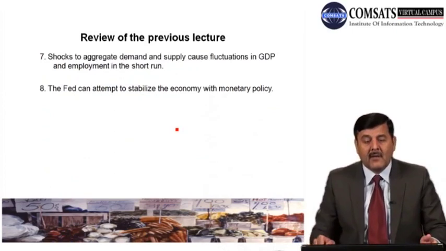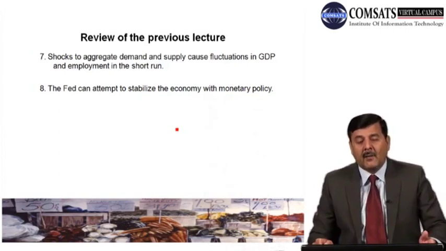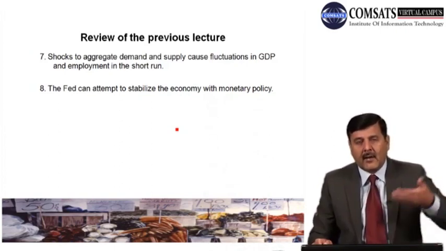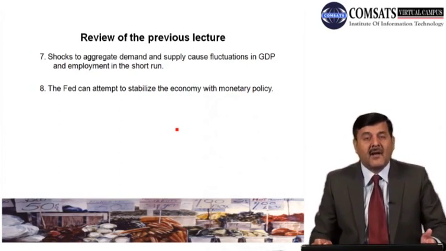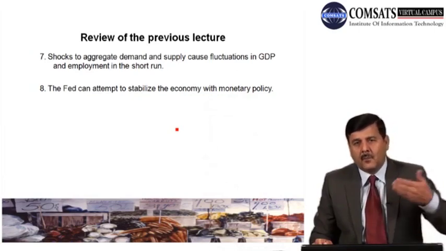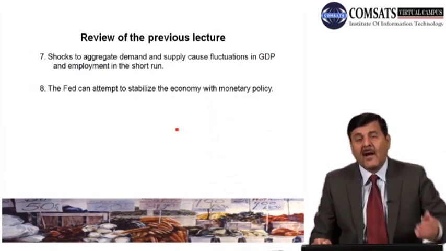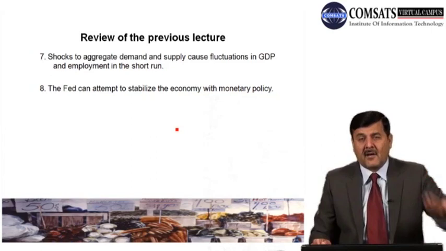what we have learned. Then, shocks to aggregate demand and supply cause fluctuations in GDP and employment in the short run. But the federal government or the Fed can attempt to stabilize the economy with monetary policy. They can use the money supply to stabilize the economy, bringing it to its natural rate of unemployment, natural rate of employment and natural rate of output.